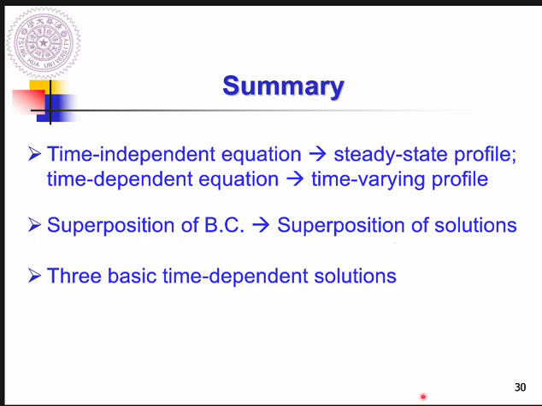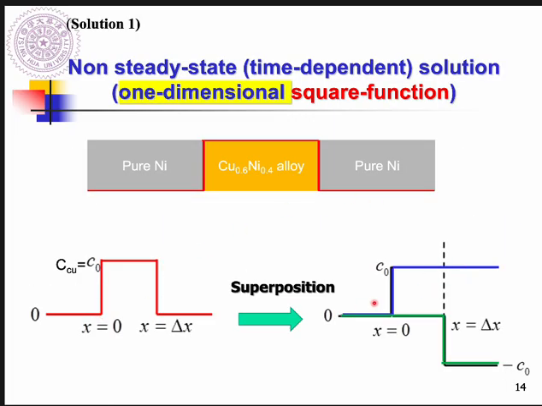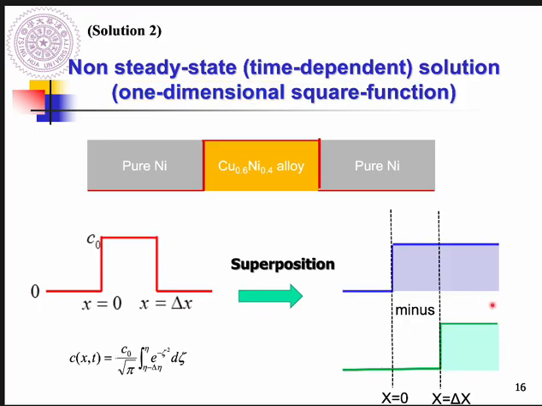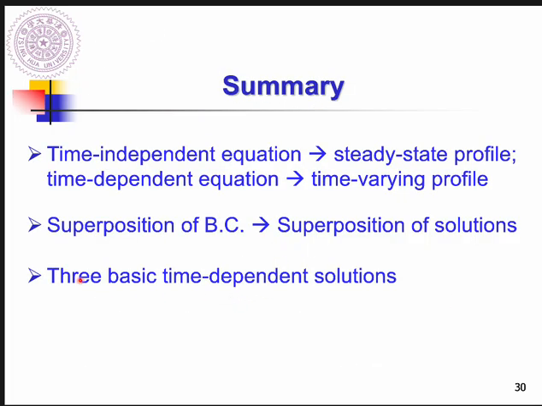We use superposition of two step functions, then that will allow us to get the one-dimensional square function. So this is where we use a superposition technique. This is also the same superposition technique. And we spent lots of time to show you how to derive the corresponding solutions for these three typical time-dependent diffusion equations, or you can call them the time-dependent solutions.